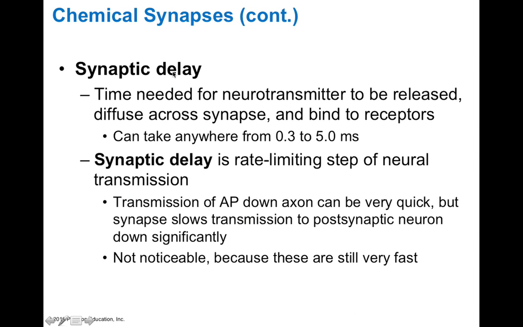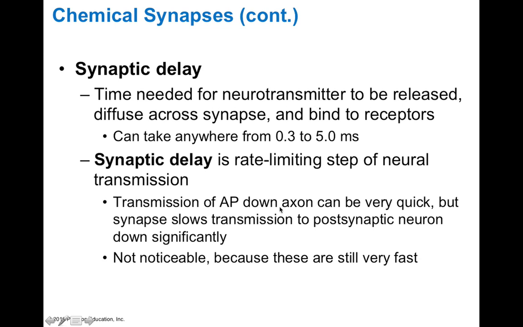Now, there's actually a synaptic delay because it takes time for neurotransmitter to be released, and it takes time for that neurotransmitter to bind to receptors, and it takes time for those receptors to allow for ions to flow in order for the postsynaptic cell to receive a response. And this can be anywhere from 0.3 to 5 milliseconds. This is a really, really short period of delay, but there is a delay that occurs, and this can be a rate-limiting step of neural transmission.